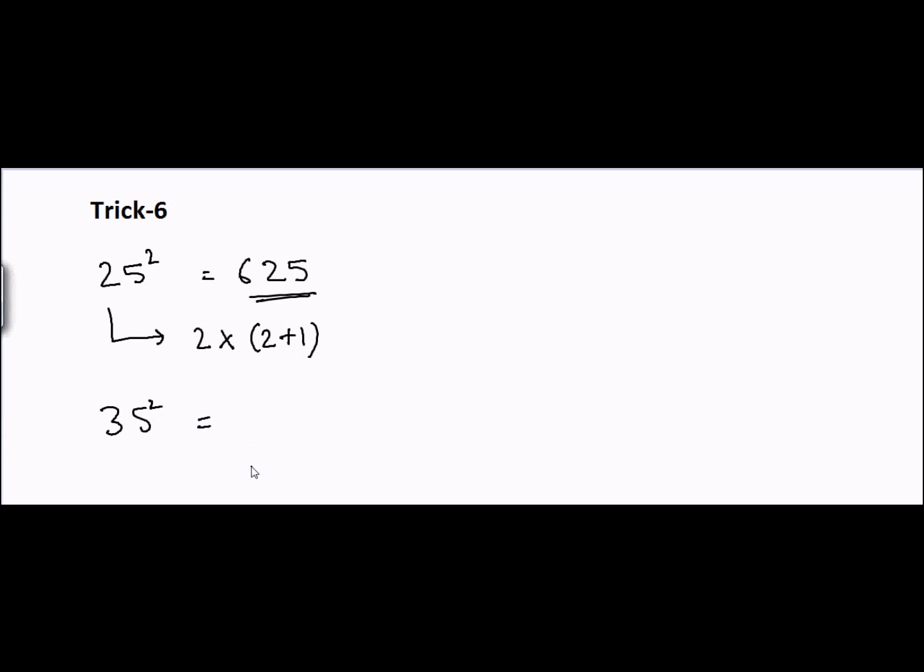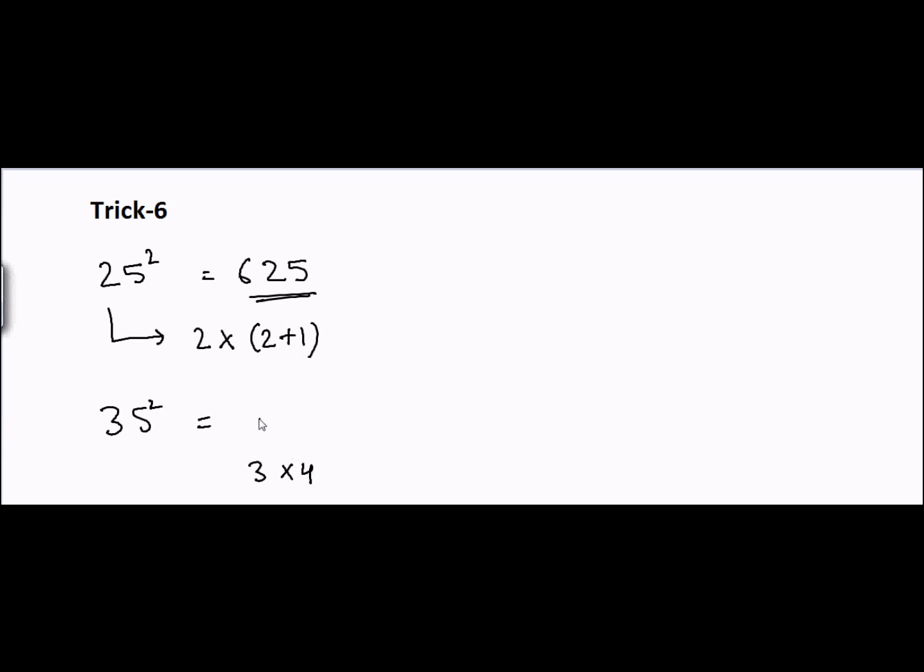So trick number 6 is about squaring a number which ends with 5. For example, if we have to square 25, here we take 2 and multiply it with its increment. 2 into 3, that is 6, and then we add 25 in the end, so that is your answer. Again, if we have to do 35 square, that will be equal to 3 into 4, that is 12, and then 25 in the end, so that is your answer.